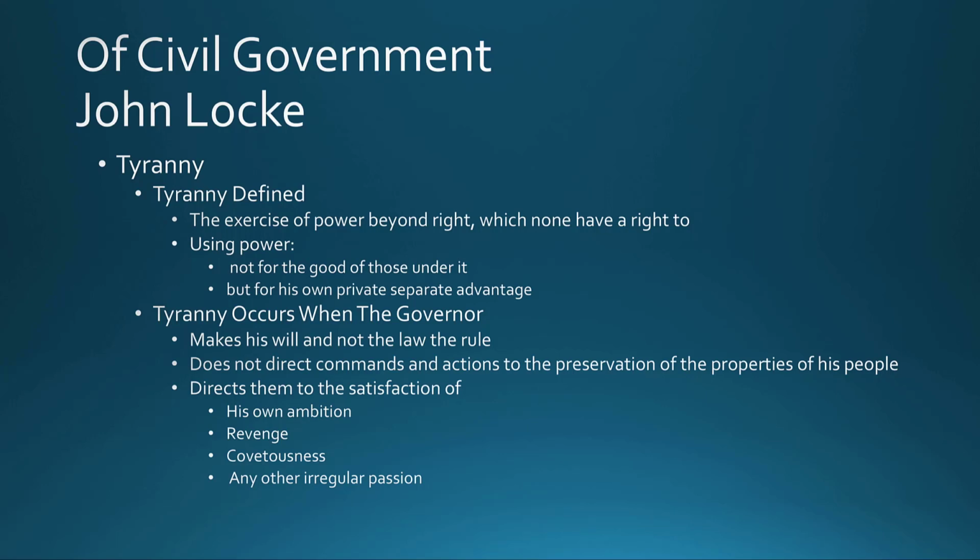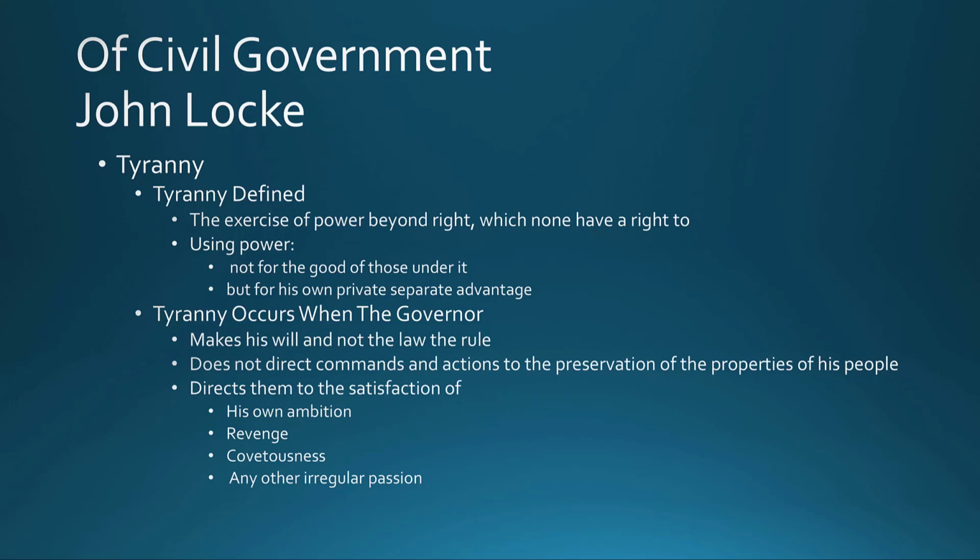And if a governor, however entitled, uses their commands and actions not for this, but for their own advancement, that would be, for Locke, tyranny. And so if they direct their actions and will towards satisfying their own ambition, their own revenge, their own covetousness, basically greed, or any other irregular passions. So if a politician was talking about, if reelected, they're going to get revenge on people, take out this vengeance, Locke would say, oh, there you go, that's a tyrant.